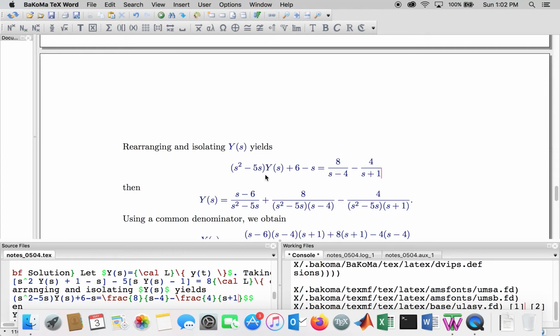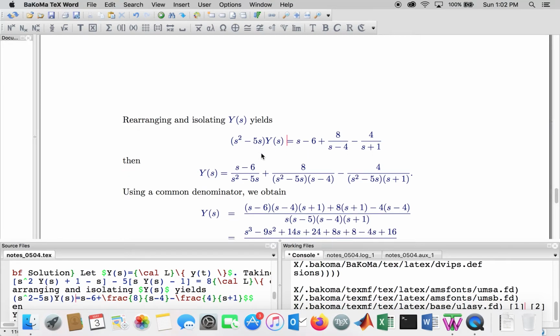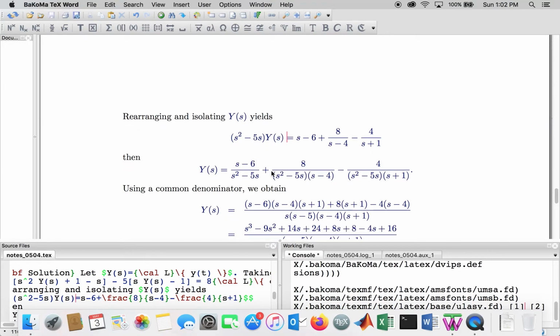Okay. So that's what we wind up with. But now the 6 minus s needs to be moved to the other side. So I'm just going to go ahead and do that. s minus 6 plus all that. And then just go ahead and divide by s squared minus 5s, which can be factored. So that's all I've done here from here to here. It's just divided by this s squared minus 5s.